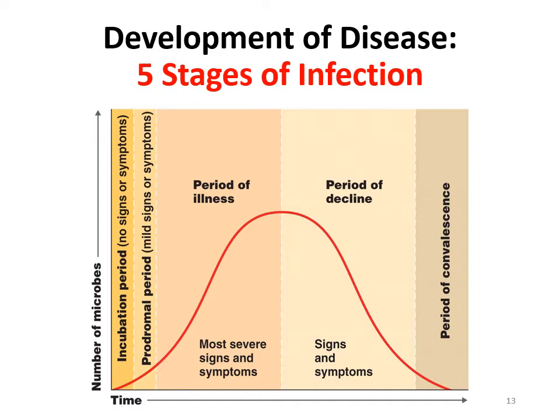You then head into the prodromal period, okay? Prodromal period is the second period of infection. What this means is you are now exhibiting the mild signs or symptoms. So what I want you to write for the prodromal stage or prodromal period is mild general symptoms, okay? Whenever you see prodromal, I want you to think general symptoms.